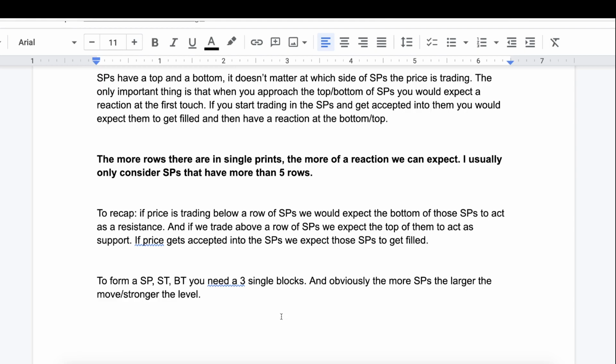Okay. Let's talk about buying tails and selling tails. To form a single print, to form a selling tail, or to form a buying tail, you need three rows, at least 3 rows. And obviously, the more single prints there are, the larger or the stronger that level.